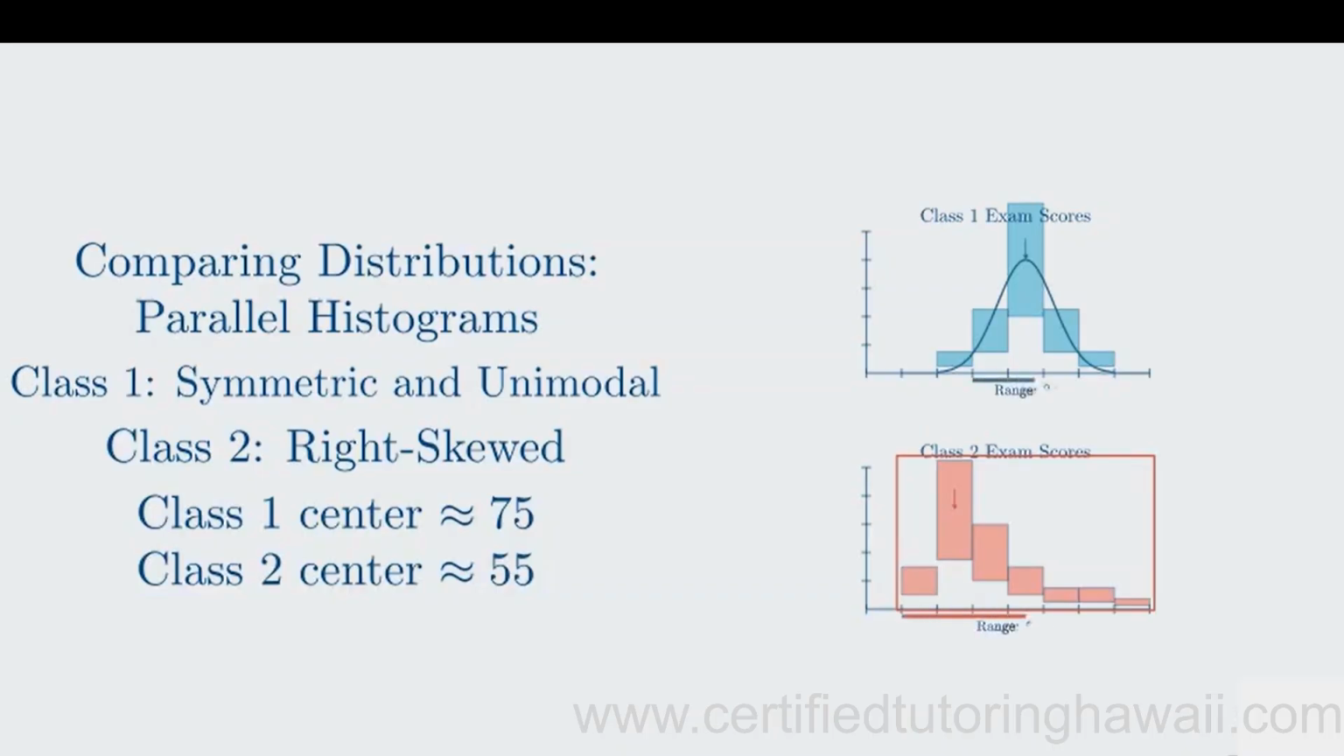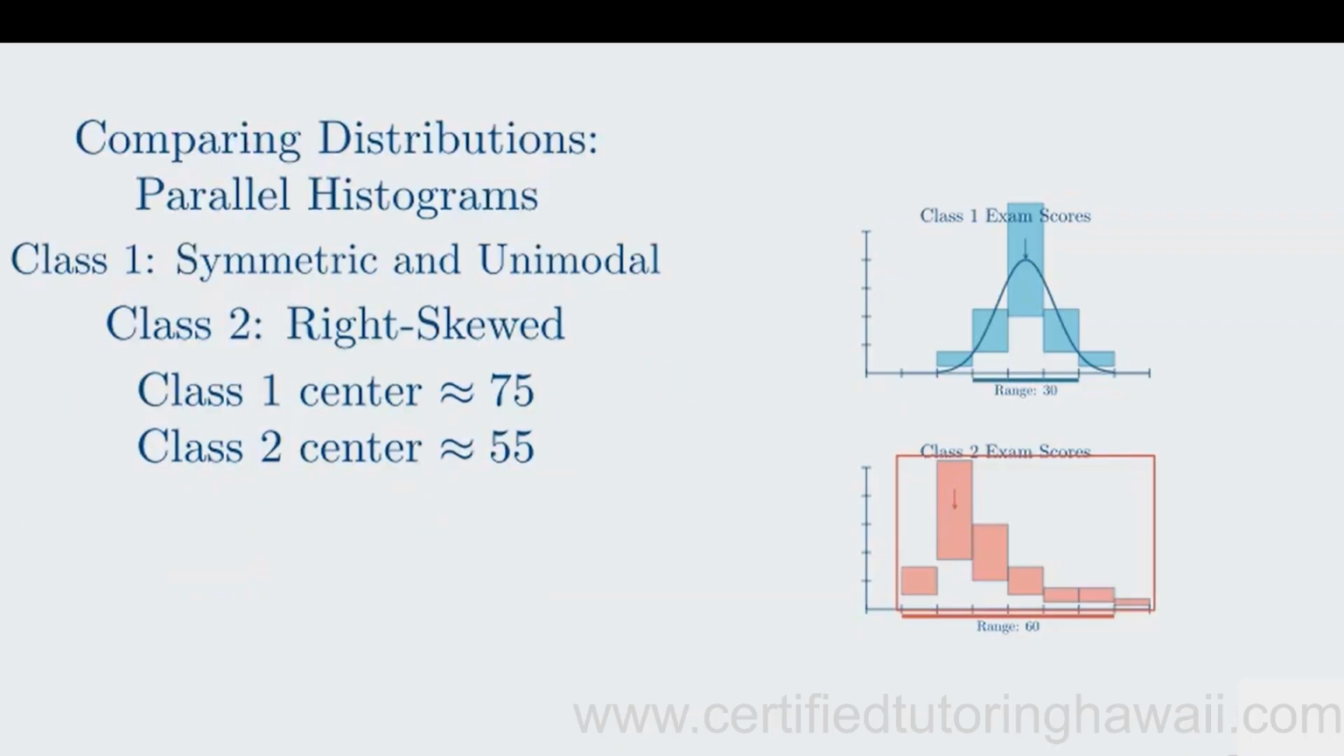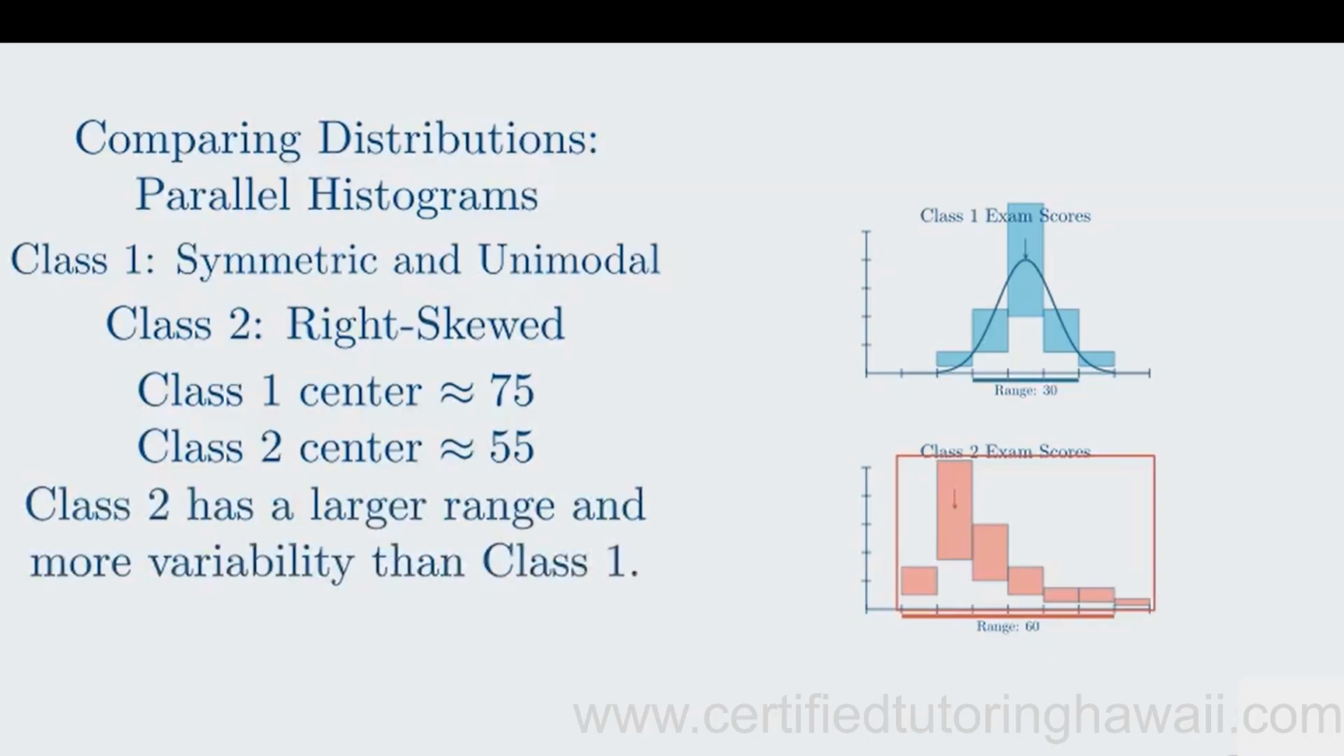Now consider the spread. Notice that the scores in Class 2 are more spread out, ranging from 40 to 100, while Class 1 is more tightly clustered between 60 and 90. This greater variability in Class 2 tells us that student performance was much less consistent in that group compared to Class 1. Comparing these shapes gives us insight into the story behind the data.